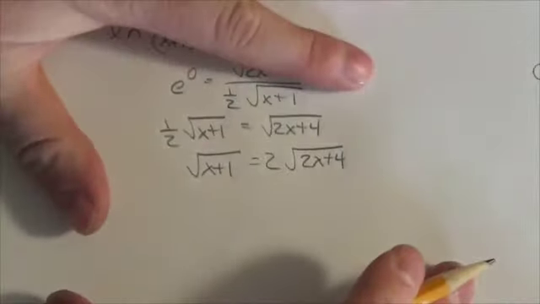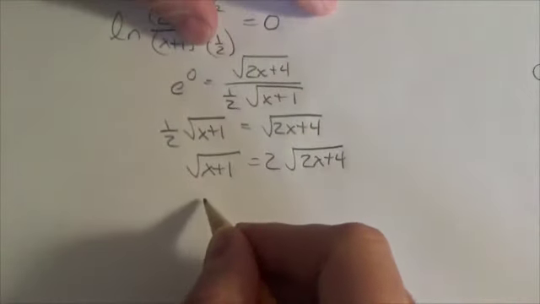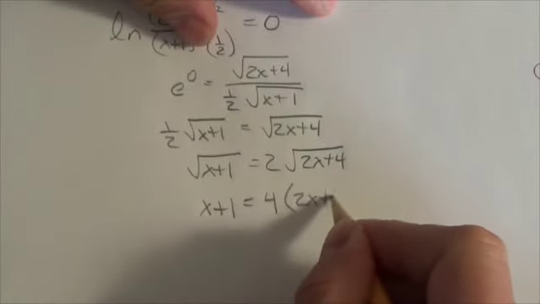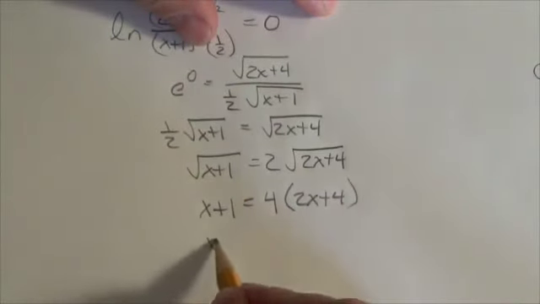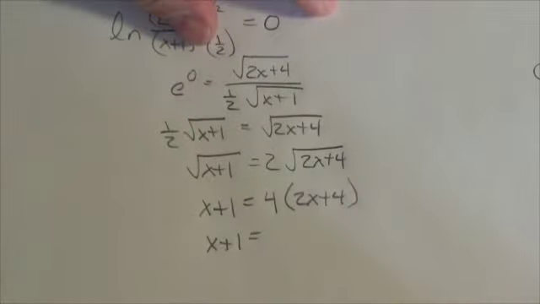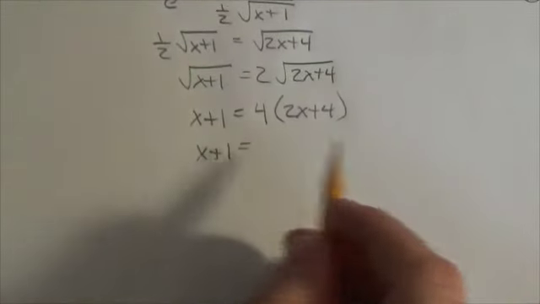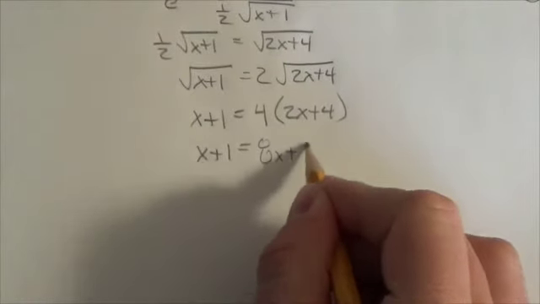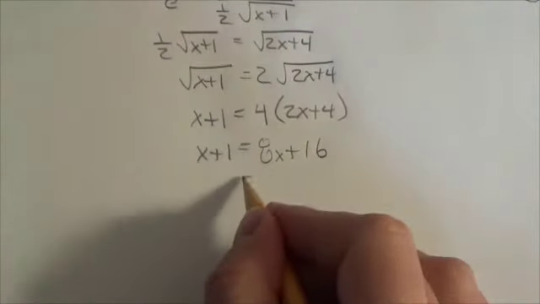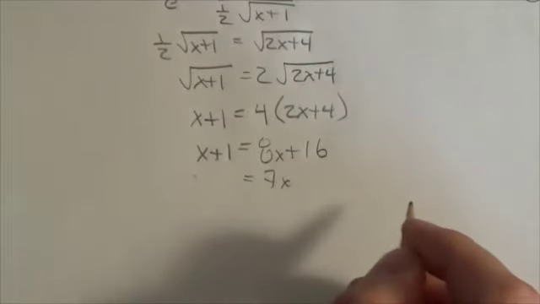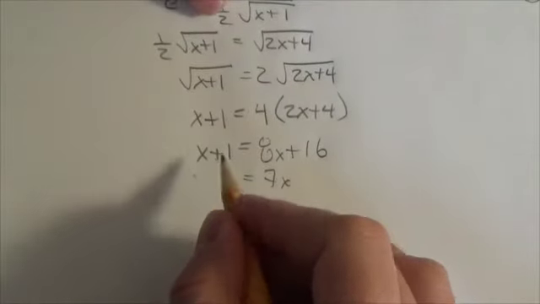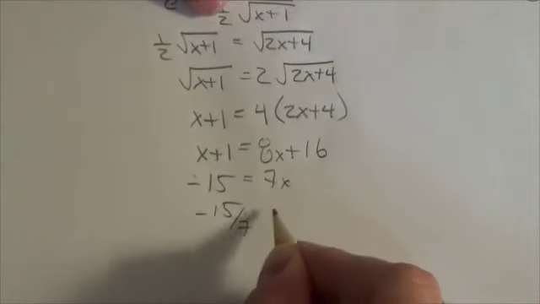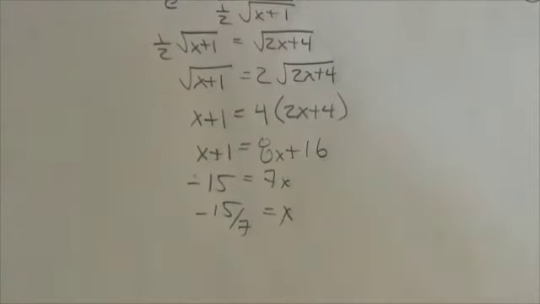Now I'm going to square both sides of the equation to get rid of the radicals. And so I'll get x plus 1 equals 4 times 2x plus 4. Now this is just a basic old polynomial. In fact, it's not even all that complicated. It's linear. So multiply through, get 8x plus 16, and I'll bring that x over to get 7x. Bring the 16 over, so 1 minus 16 is going to be negative 15. And divide, and I get negative 15 over 7 equals x.